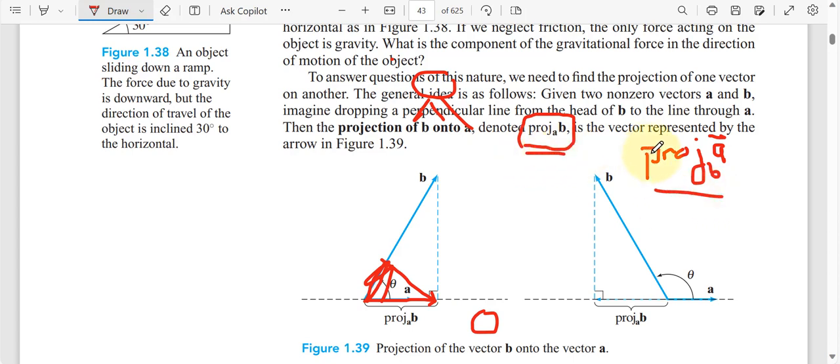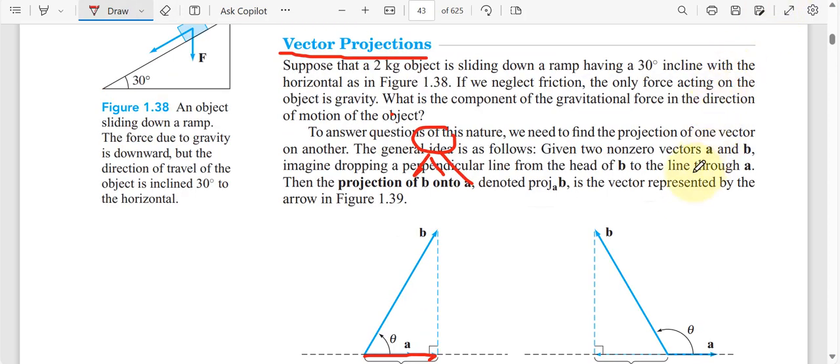So, you have to learn the notation. The projection of B onto A, that is this one down here, is written like this, and the projection of A onto B, that is this one over here, is written like this. So you just have to learn which is which. And notice that they do say that it's the vector represented by the arrow in this figure. So it is a vector, not just the distance here, it's a vector.